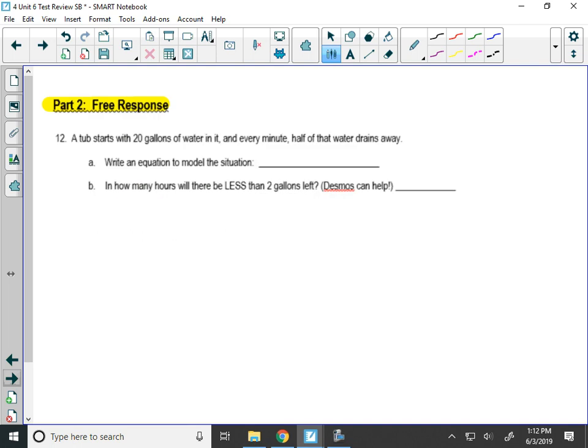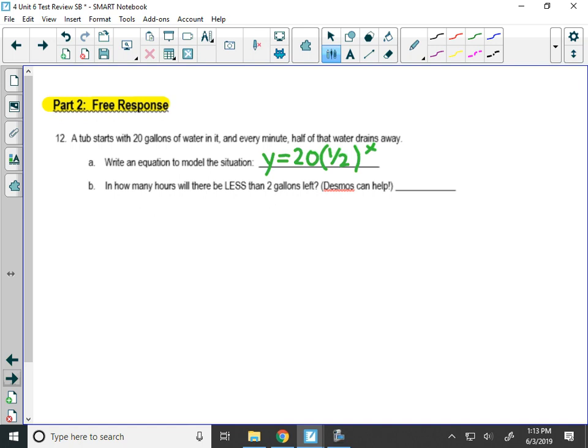All right, let's look at some free response. We're skipping down to number 12. A tub starts with 20 gallons of water. Every minute, half of the water drains away. Well, here's the model. Y equals. I'm starting with 20 gallons. Now, if half of my water goes away, that's not percent change. It's just saying half of it goes away. So you can put 1/2 in your parentheses here to the x power.